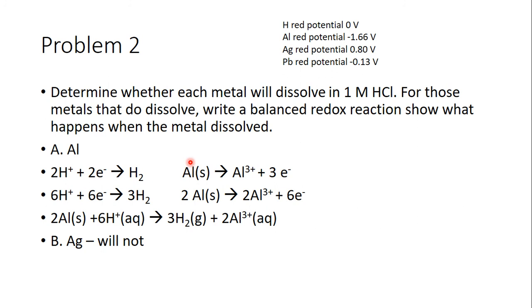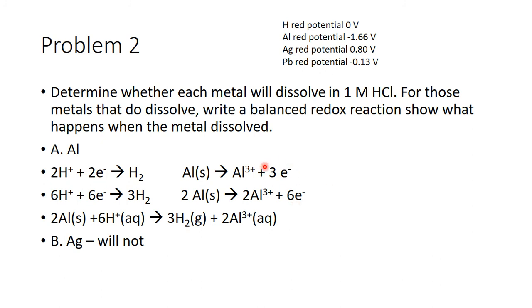So I do have videos up online, or you can ask me through email if you want more practice on how to do that. But here, aluminum solid goes to aluminum 3+, and to balance out our charge, we need 3 electrons. Now remember, when we want to combine half reactions, we have to make sure the number of electrons are the same on each side.